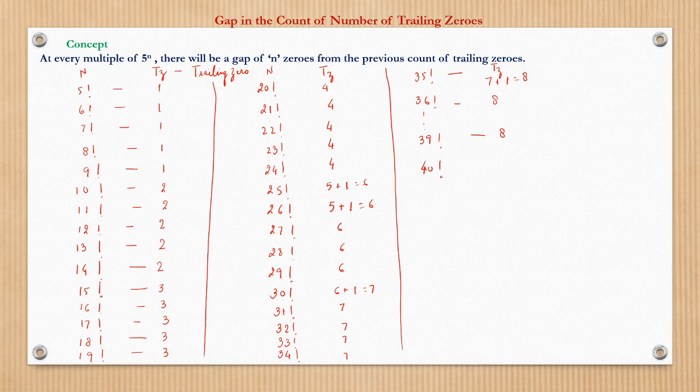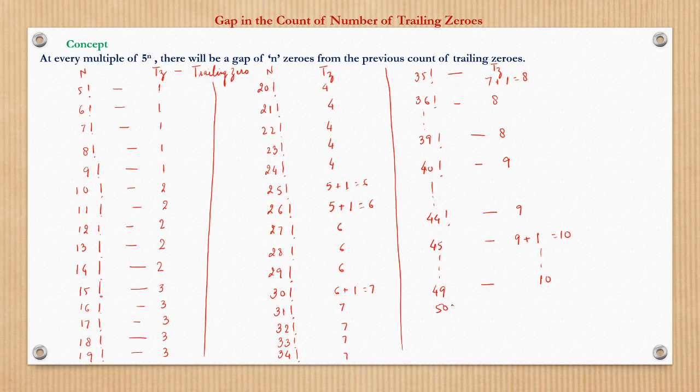Now 40 factorial. So 40 factorial, it will be 8 plus 1, 9. Same way up till 44 factorial, it will be 9 only. 45 factorial, the number of 5s will be 45 by 5, 9, plus 9 by 5, 1. So it is 10. So this will be the same till 49 factorial, which is 10, right?